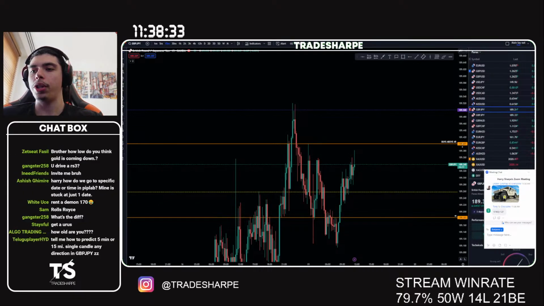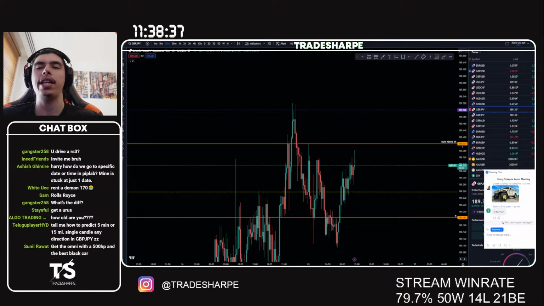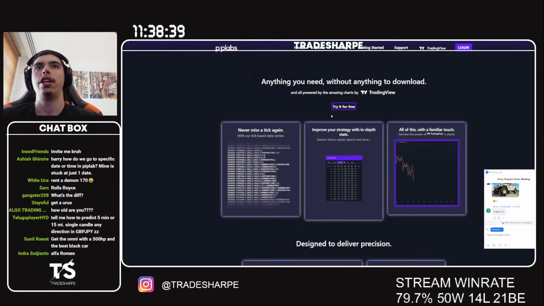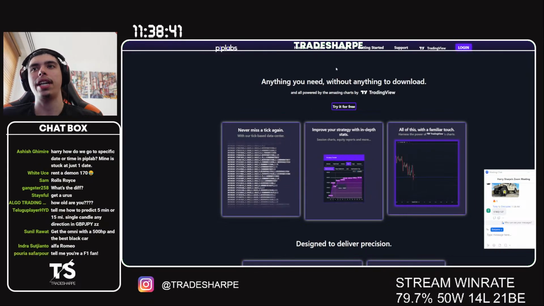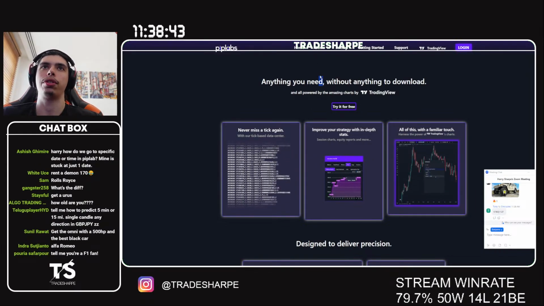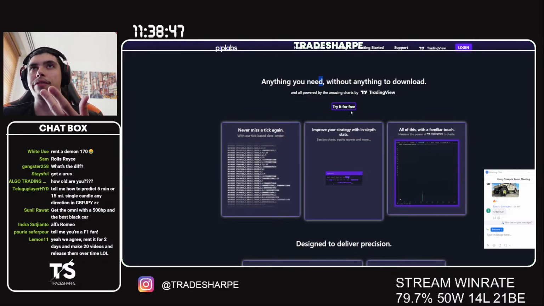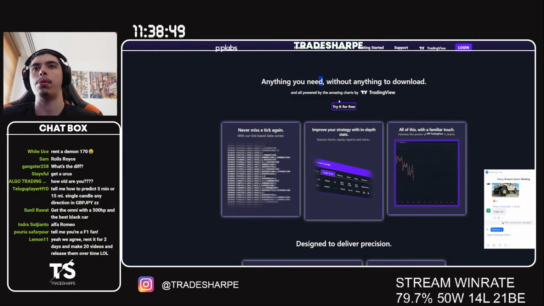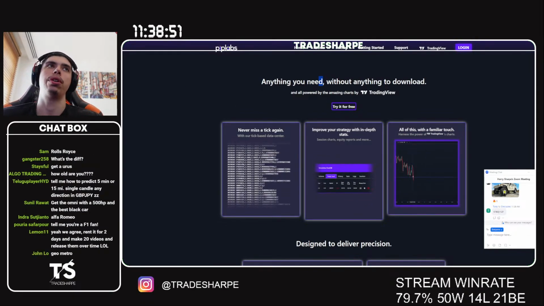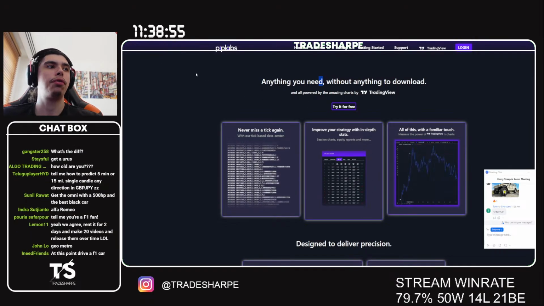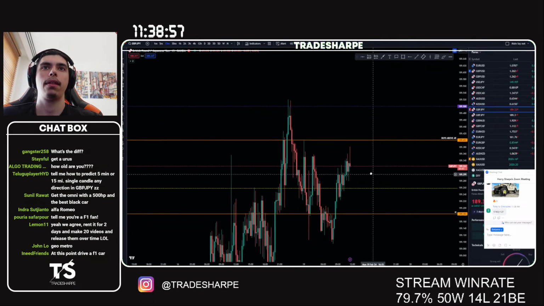Harry, how do we go to a specific date or time on Pip Labs? Mine is stuck at just one date. Yes, because you're not a paying user. To have access to different dates, you need to be a paying user, of course. Then you get access to different dates, different pairs. You can save your simulation. This is just the demo. Demo will only give you 3 weeks worth of data. To have the full version, you need to pay.